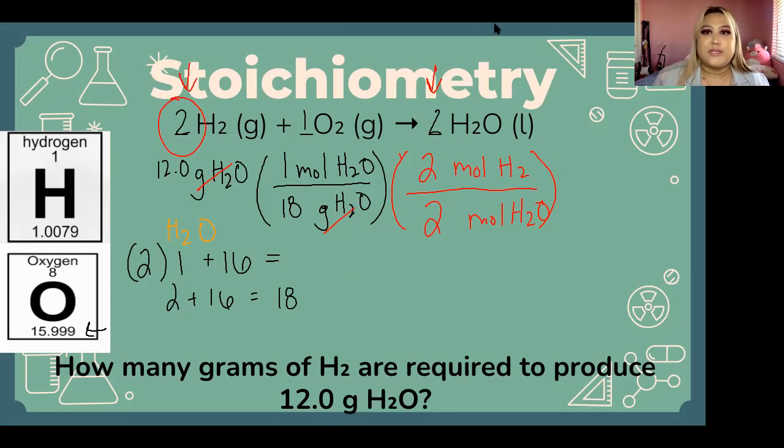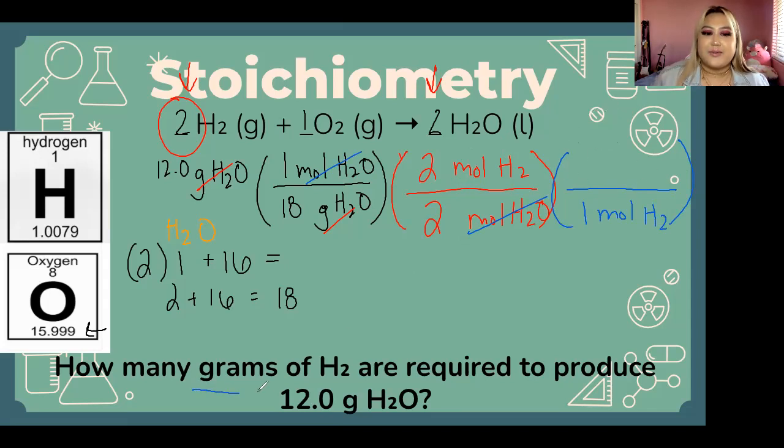And then are we done? Did we get to our desired unit or not yet? Not yet. Okay, so we have to do another step, bringing down this 1 mole of H2. What would be on top? What would be what we want? Avogadro's number?